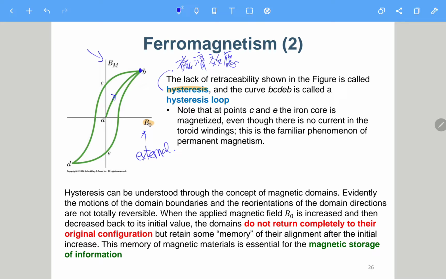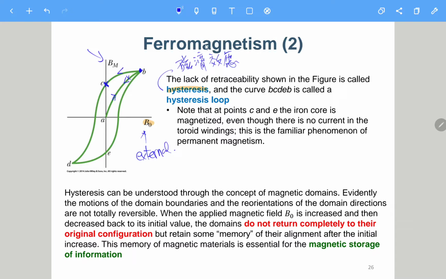Okay, so this is nothing special. But if you try to decrease the B external, the magnetic field generated by the ferromagnetic material also decreases, but it does not go back. It goes to point C. It goes along this path. Even if you reduce the B external to 0, the magnetic field generated by this ferromagnetic material is still, at this point, a positive value.